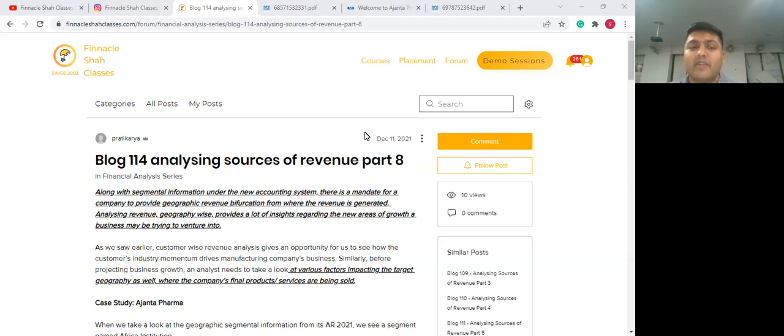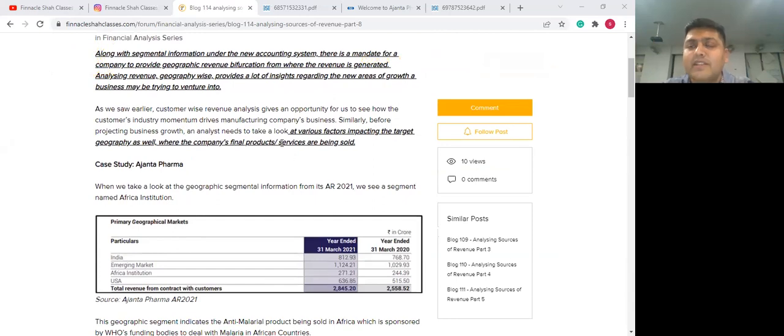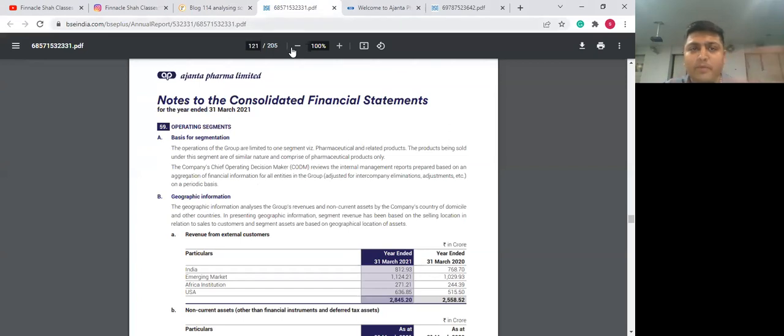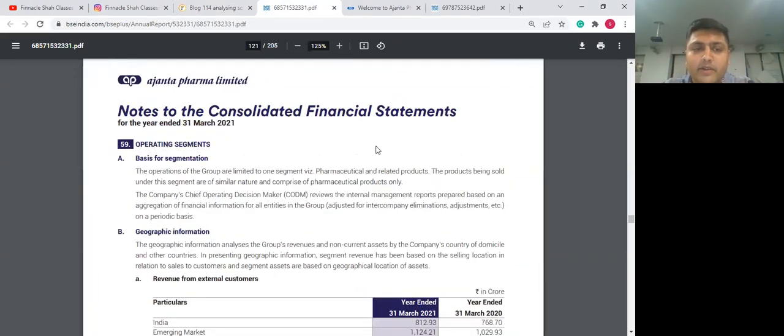To explain that, in fact, we will be taking a couple of examples here. So let's first start with the first case study of today, which is Ajanta Pharma. Now, when you open the annual report of Ajanta Pharma, annual report 2021, you have it in front of your screen. Let me zoom in a bit so that you are able to read this.